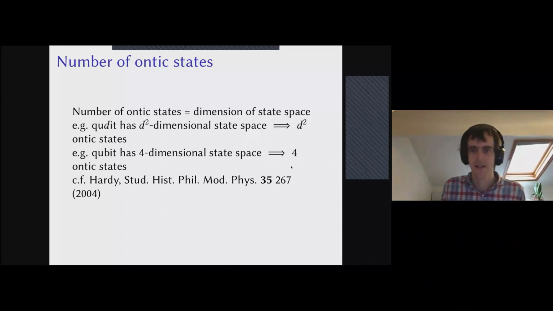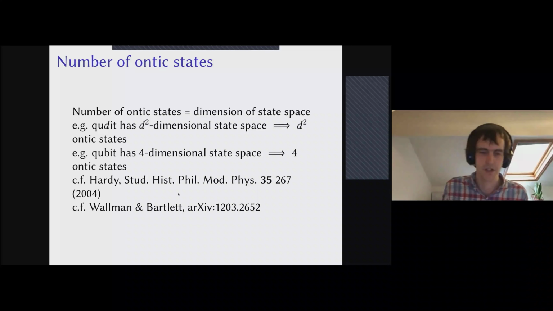And this is kind of surprising that you're only allowed to use 4, because it's been shown that actually any ontological model of a qubit needs an infinite number of ontic states. So if you just combine the fact that any ontological model needs an infinite number of ontic states with the fact that a non-contextual model must use 4 ontic states, you immediately have a proof of contextuality for a qubit.